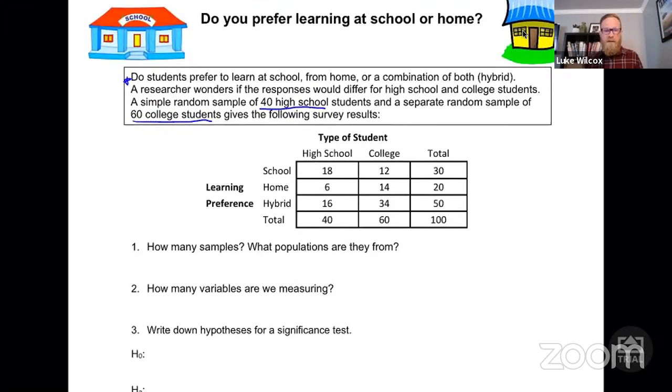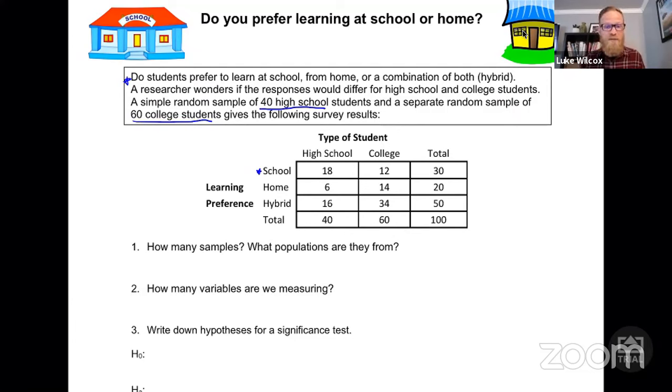I think we should pause right here and just take a quick look at the numbers and see if anything jumps out at us. I had wondered about this too, because I felt like maybe college students were more used to online learning, but by looking at the results of the survey, I see that when we look at the students that preferred school, it definitely seems like the high school students preferred learning at school more than the college students, right?